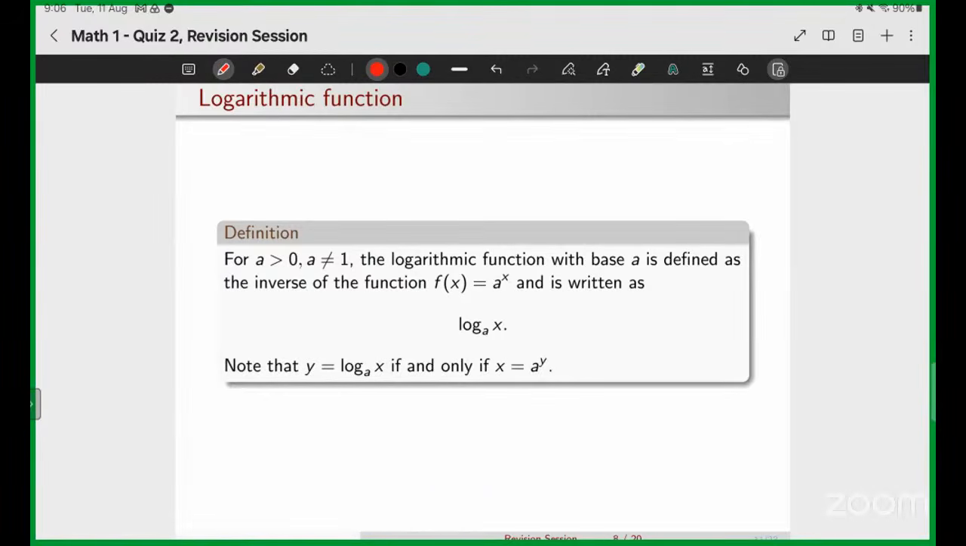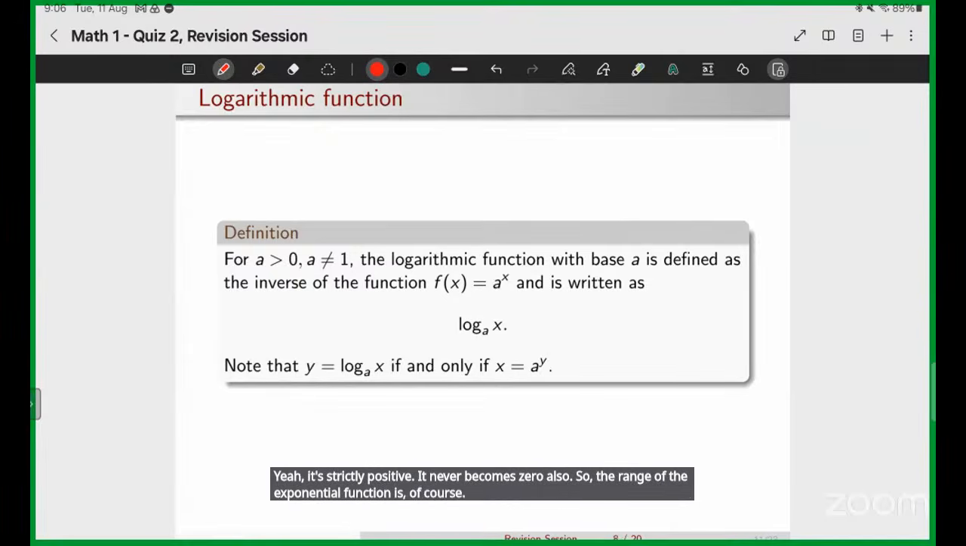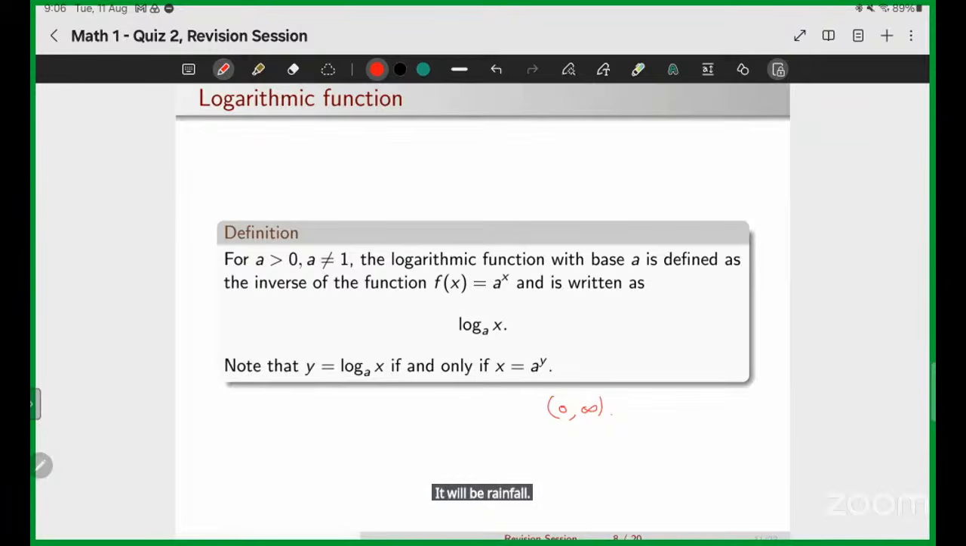Now, the inverse of the exponential function exists because it is one-to-one. And what was the range of the exponential function? Do we remember? Zero to positive infinity. It's strictly positive. It never becomes 0. So the range of the exponential function is, of course, the domain for the logarithmic function. So the domain for the logarithmic function is 0 to infinity, 0 not included: strictly positive real numbers.